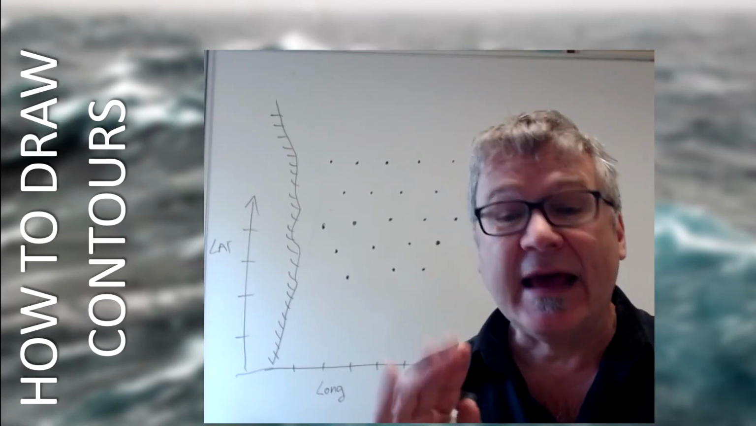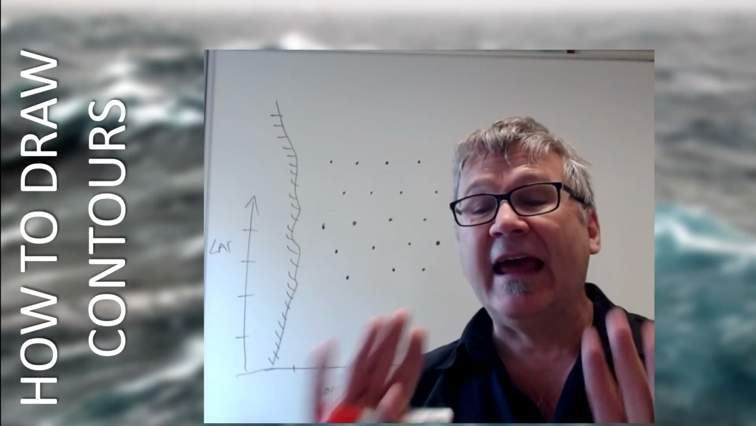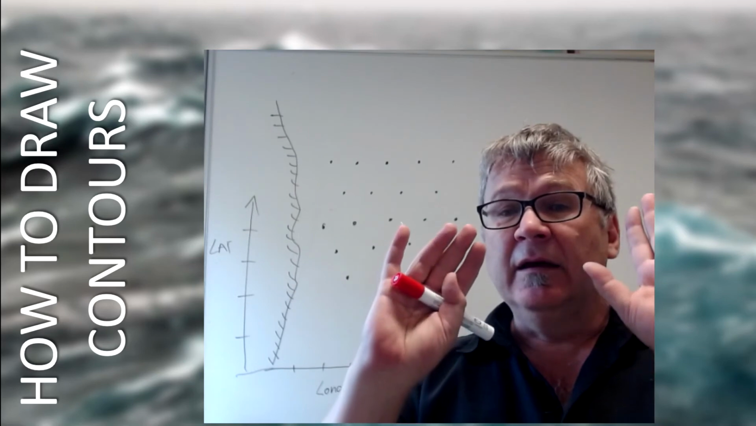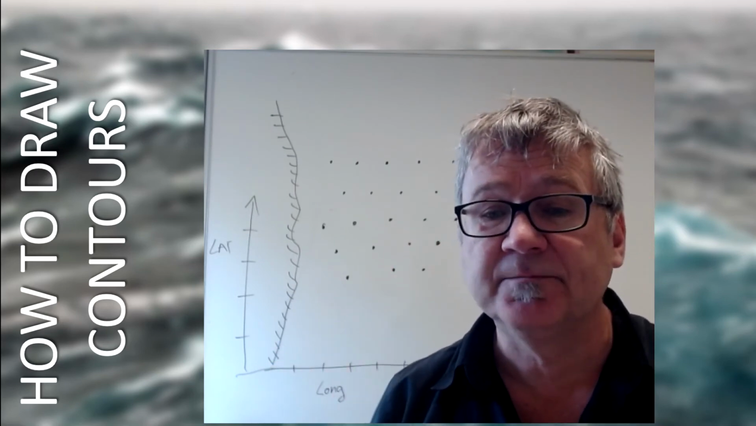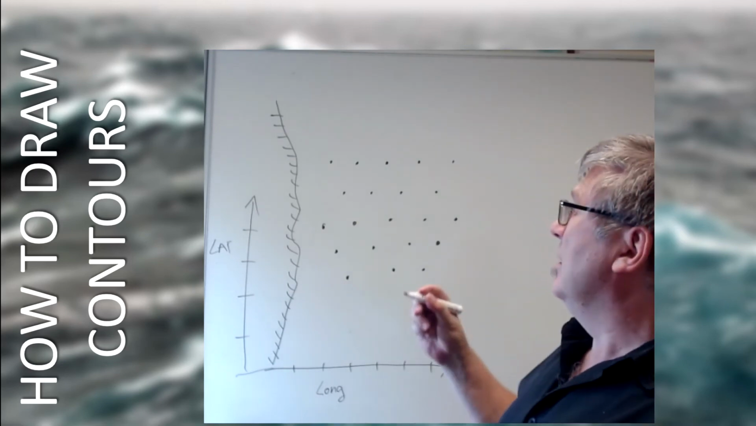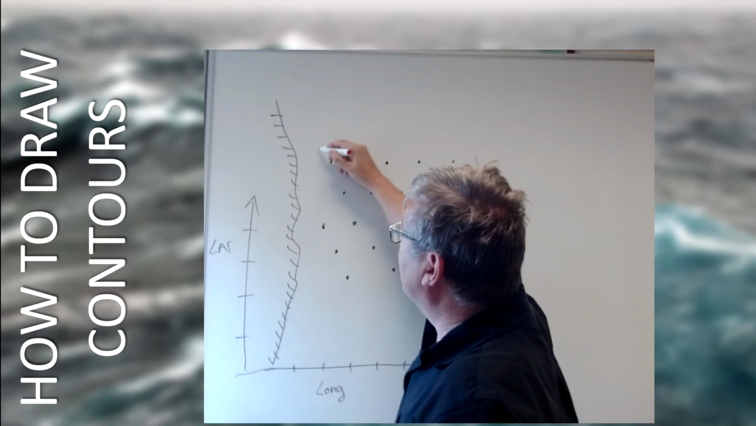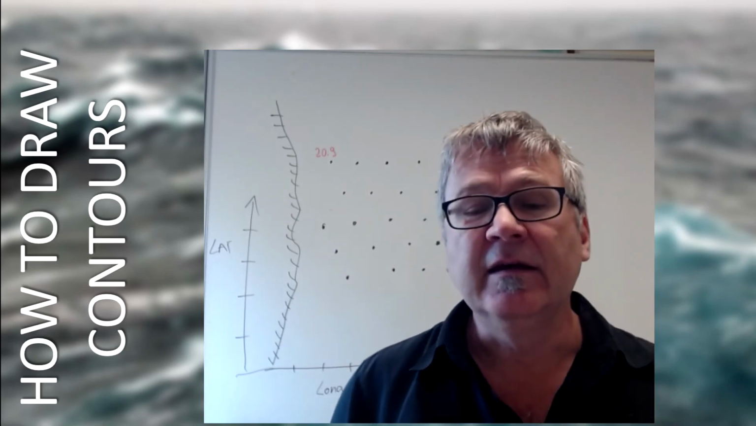And in the next step, I write the data, the temperature observations, next to these dots. We start with, for example, the top left dot here. You observed a temperature of 20.9. You write 20.9 next to it.